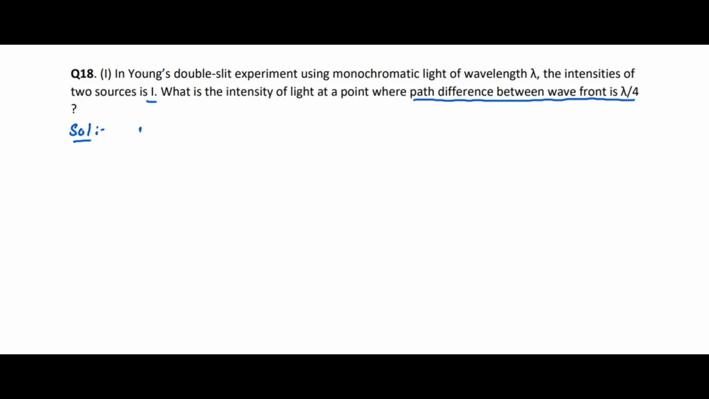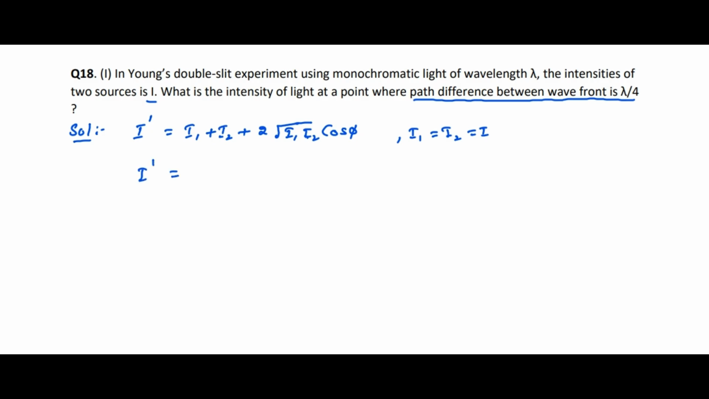Suppose I dash is equal to I1 plus I2 plus 2 square root of I1 I2 cos phi. This is the expression for the resultant intensity on the screen whenever the individual intensities are I1 and I2 and the phase difference between them is phi. Now according to the given data, I1 value is equal to I2 value is equal to I.